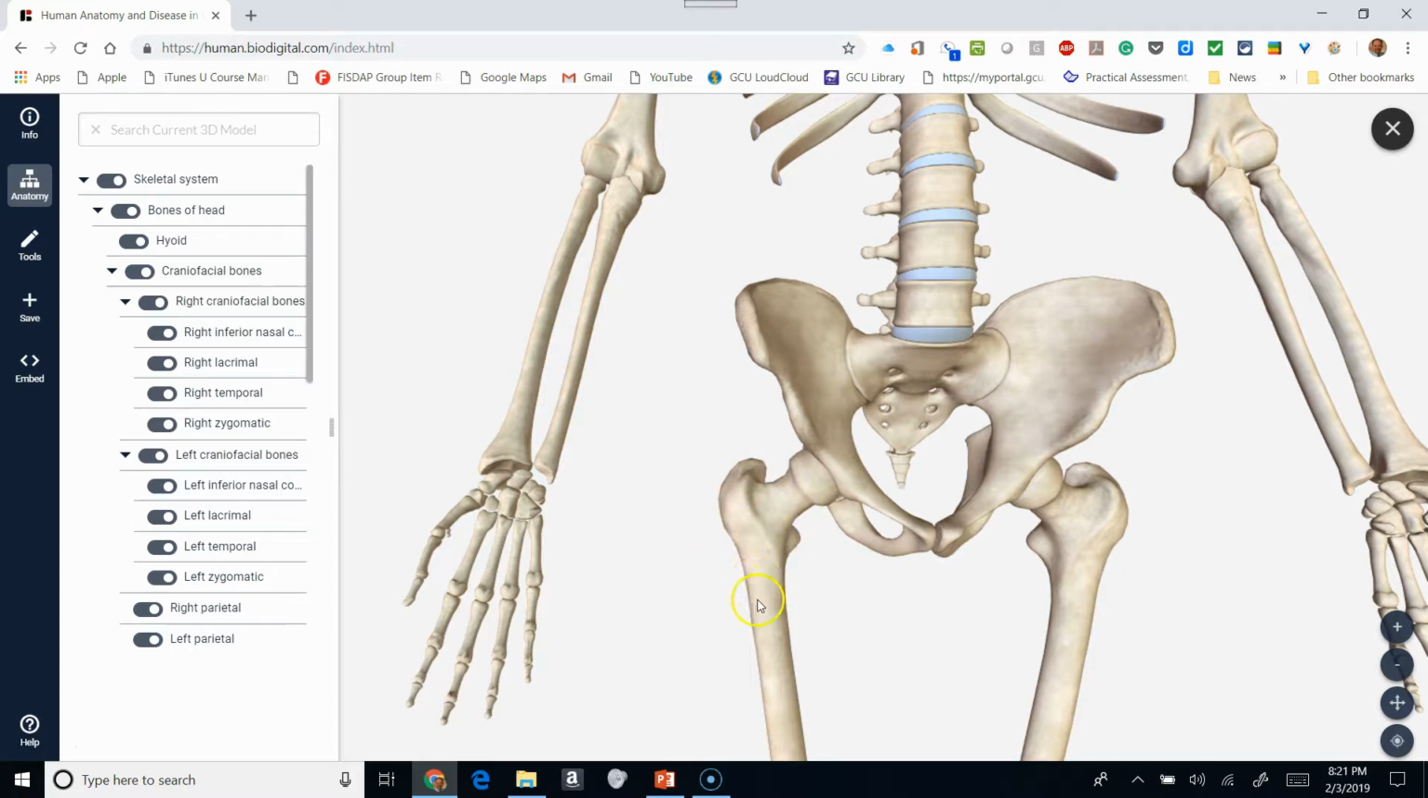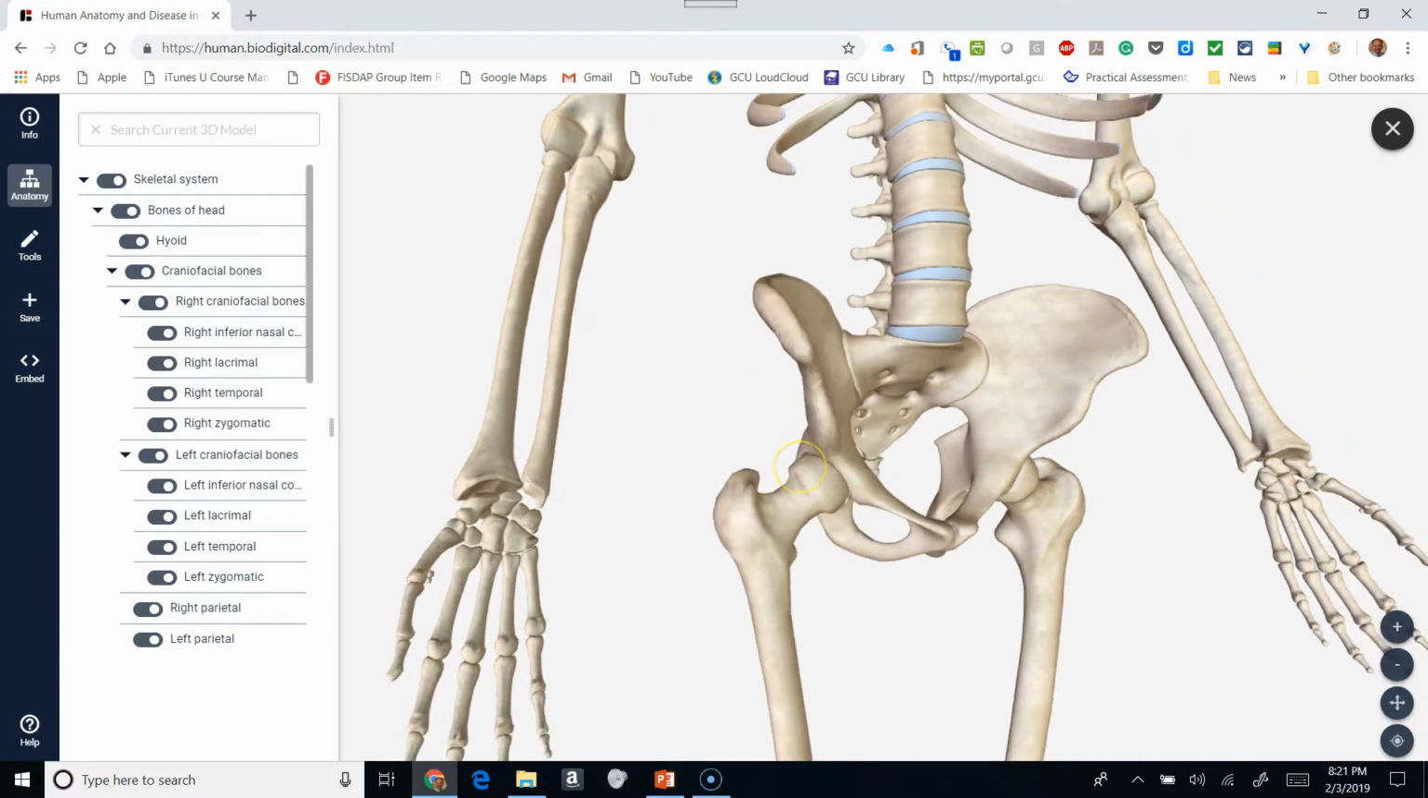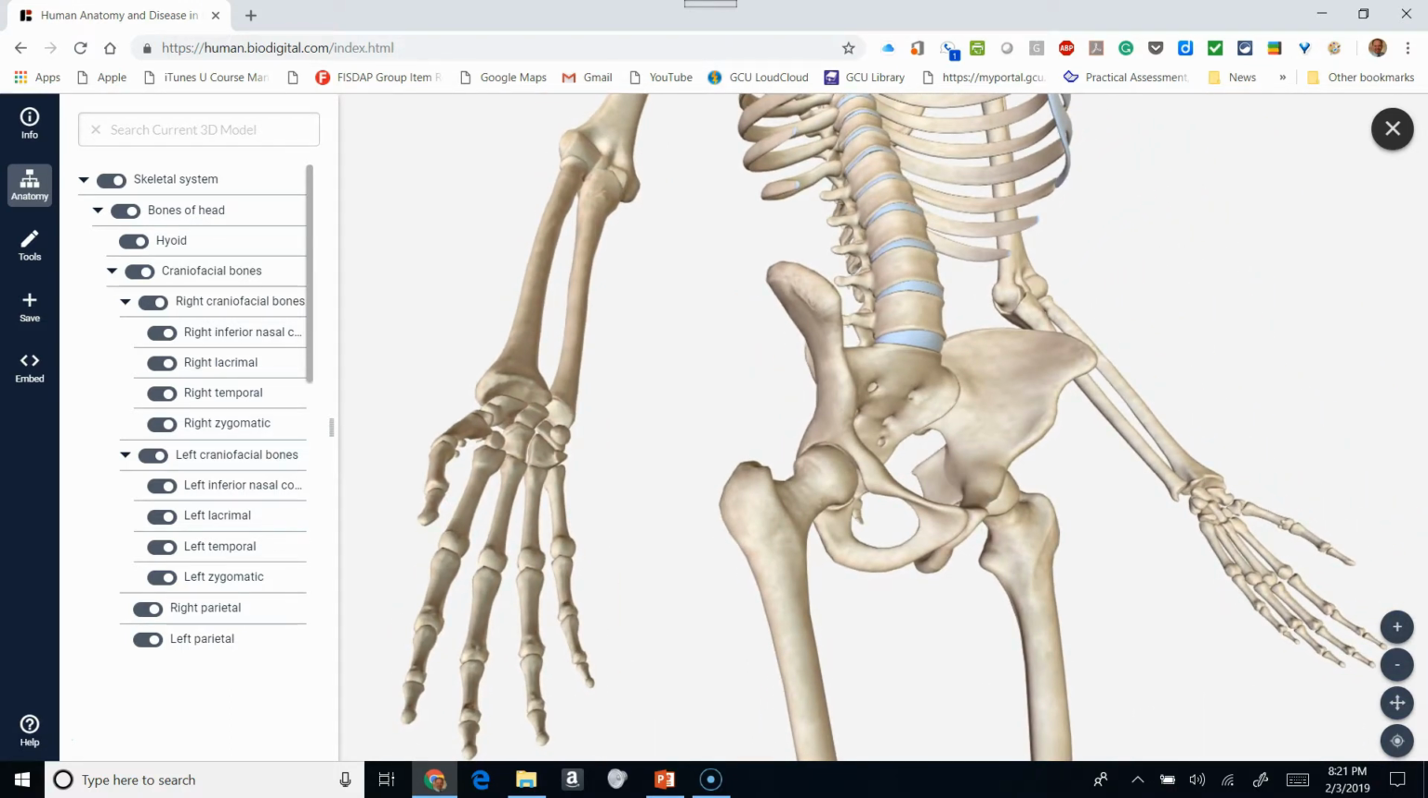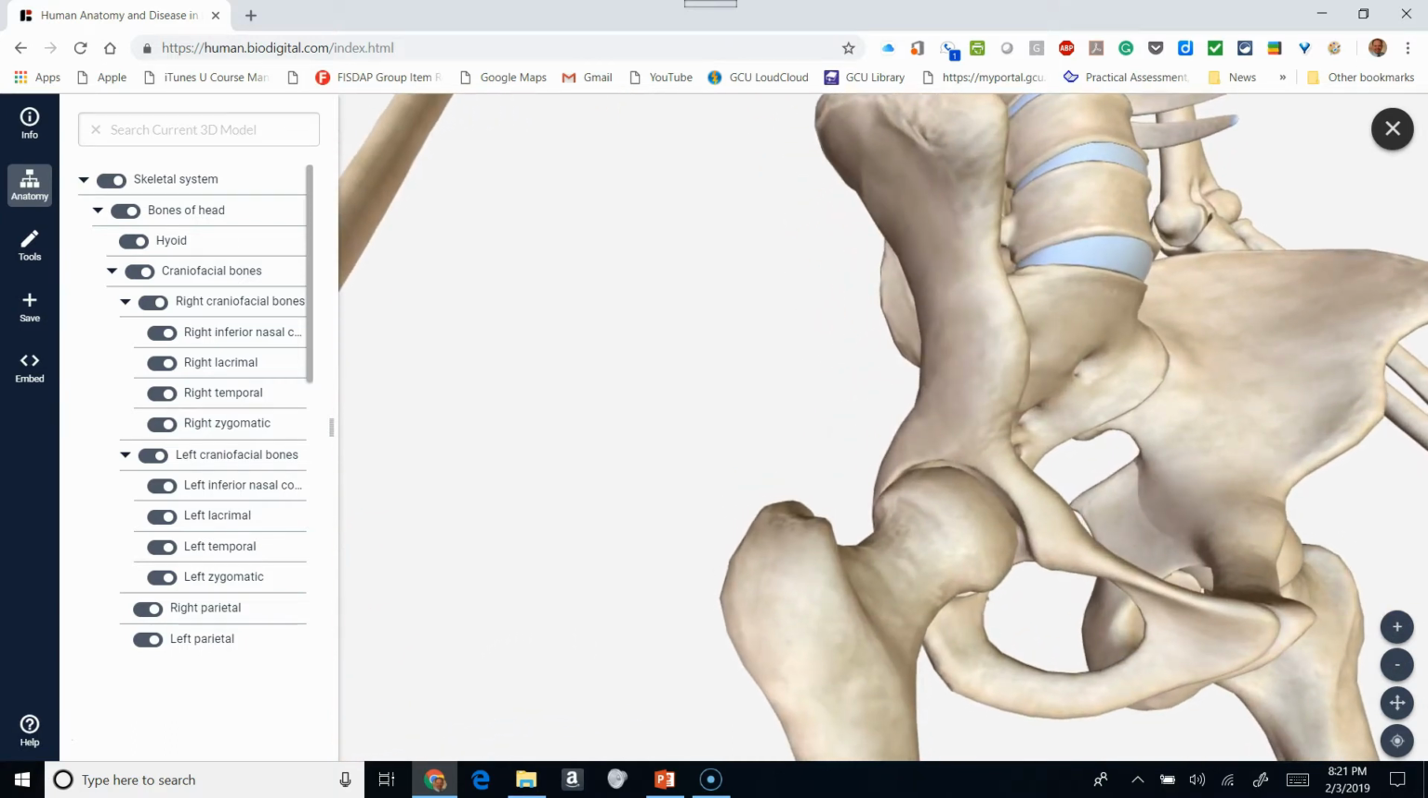A ball and socket joint may be something right here, such as in the hip. Here you can see this femur coming up, going into the pelvis. This is a ball and socket joint. So this is the ball. Let's see if we can turn this around a little bit. There you go. You can see that this area is the ball right in here, and here is the socket right here where that ball sits.